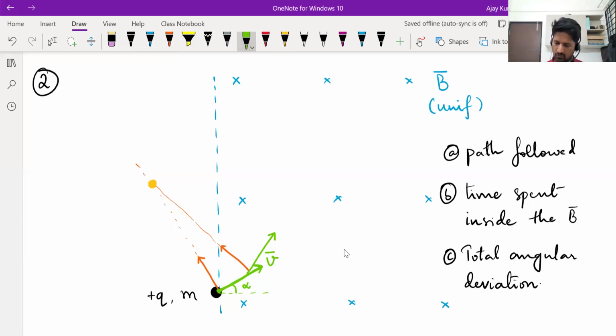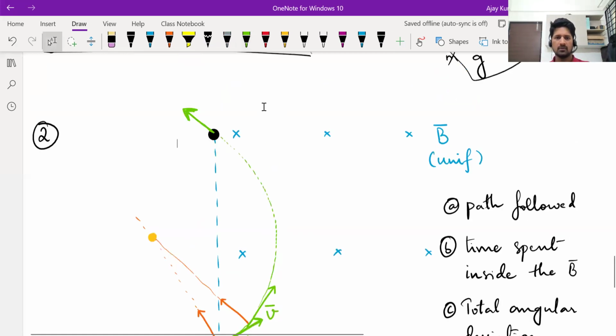It tries to move along that path, but it won't be able to complete the circle. It follows a curved path like this, as if that yellow dot is its center. And the moment it reaches this point, that's the boundary of the magnetic field, right? At that point, its velocity will be in this direction, and with that velocity it will come out of the magnetic field. Once it is out of the magnetic field, there won't be any magnetic force acting on it any further. So it will go off like that.